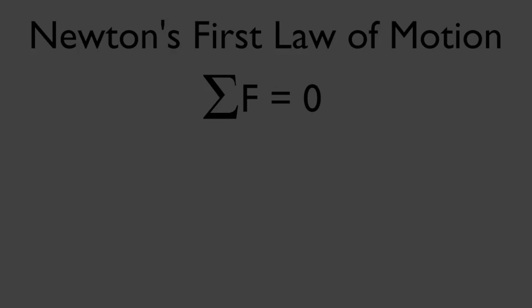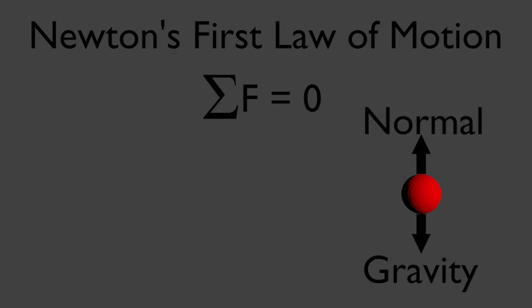Let's take the following situation where we have a ball sitting on a table. Now, if we go ahead and remove the table, we can look at the forces acting on this ball. We know that there's gravity pulling downward on this ball, and the table is pushing upward on this ball, opposing it. We're calling this the normal force. Now we know the sum of the forces equals 0 because the object's not moving, so therefore it doesn't have an acceleration.